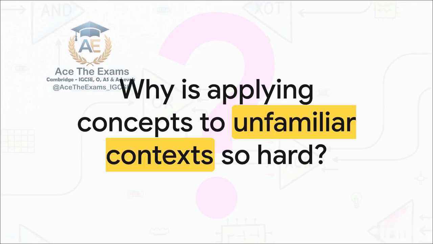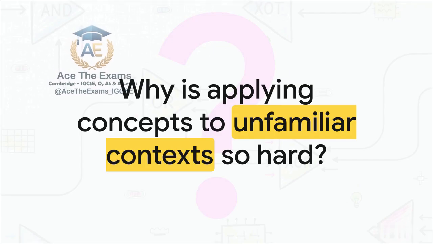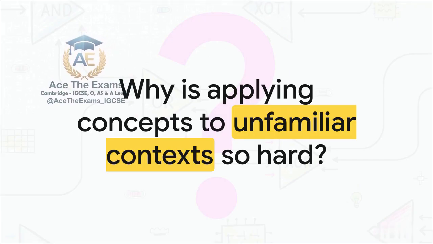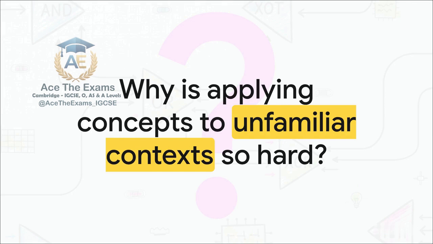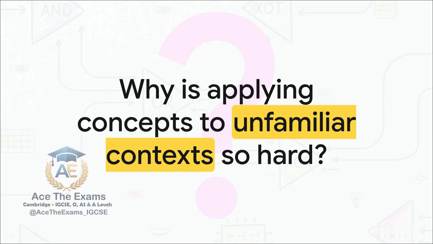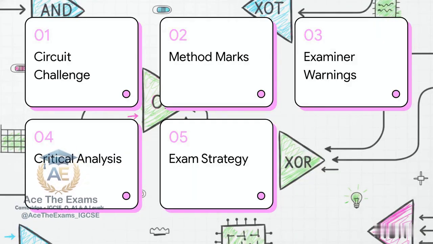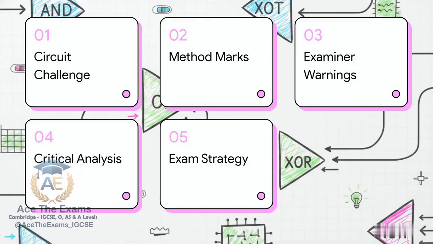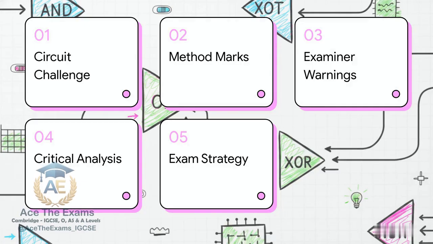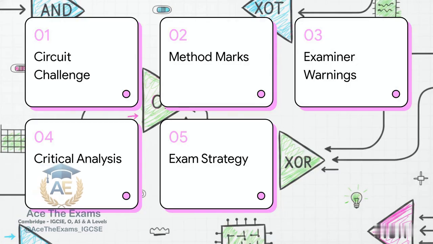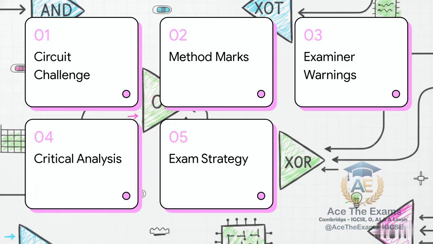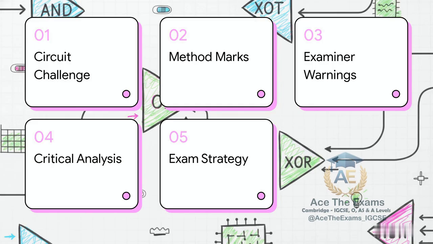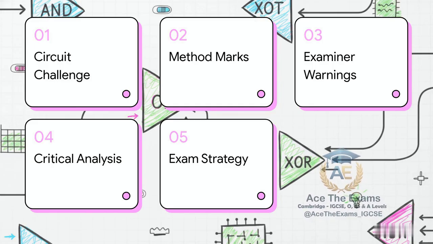If it demands that you evaluate a circuit's efficiency and you just mindlessly write out its truth table without any commentary, you get an absolute 0 for analysis. We desperately need a system to decode these command words instantly under pressure. To fix this, here is our step-by-step roadmap for decoding this incredibly complex topic and transforming it into an actionable strategy. First, we'll tackle the logic circuit challenge. Second, mastering method marks. Third, 3 common examiner warnings. Fourth, critical analysis and evaluation. And fifth, your exam strategy blueprint.